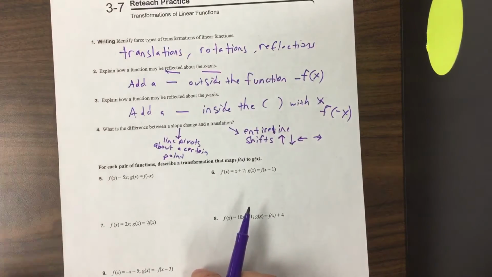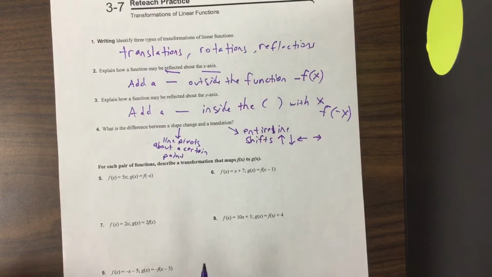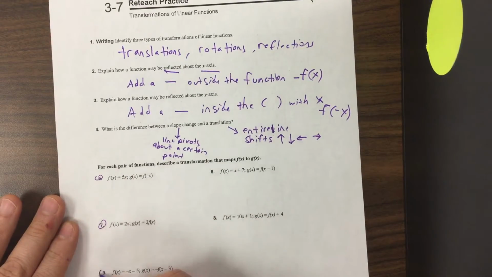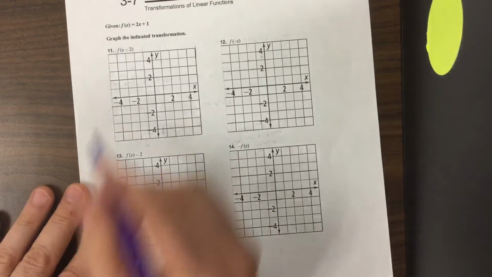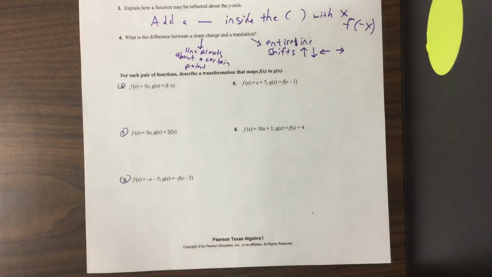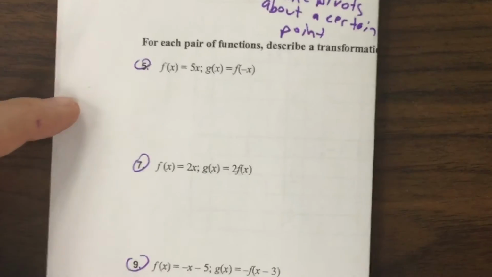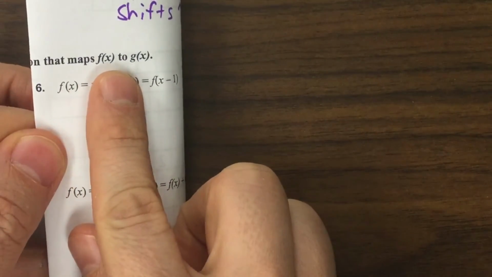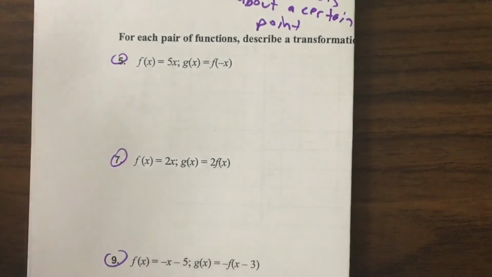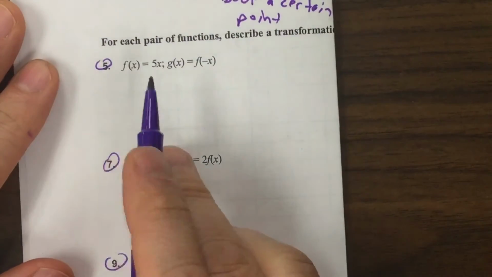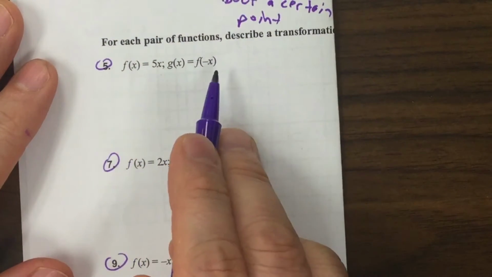Now, for the rest of the paper, we're going to do the odds only. So we'll do 5, 7, 9, on the back, 11, 13. We're going to do this just the same way we did in class. I'm going to zoom in so you can get a little better view of these. It says for each pair of functions, describe a transformation that maps f of x to g of x. The way we taught this during the reteach was you're going from Frank's equation to George's equation.